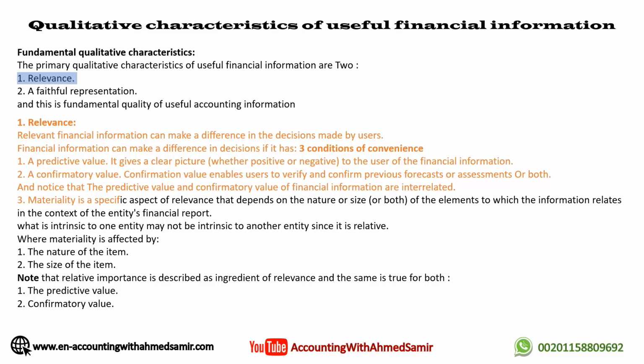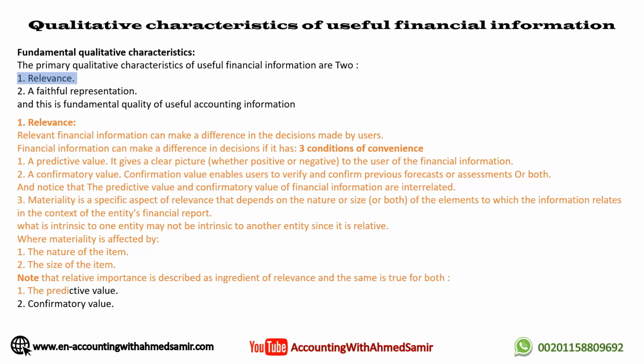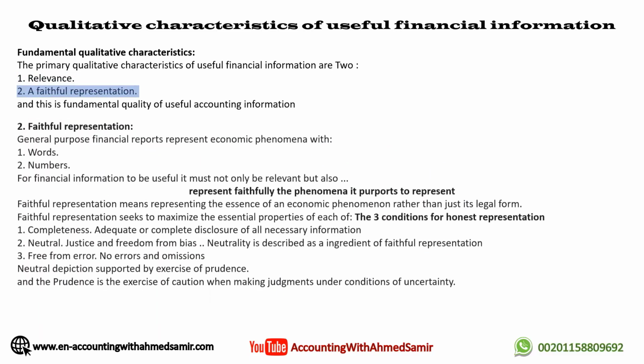3. Materiality is a specific aspect of relevance that depends on the nature or size, or both, of the elements to which the information relates in the context of the entity's financial report. And notice that what is material to one entity may not be material to another entity, since it is relative. Materiality is affected by: 1. The nature of the item. 2. The size of the item. Note that materiality is described as an ingredient of relevance, and the same is true for both: 1. The predictive value. 2. Confirmatory value.